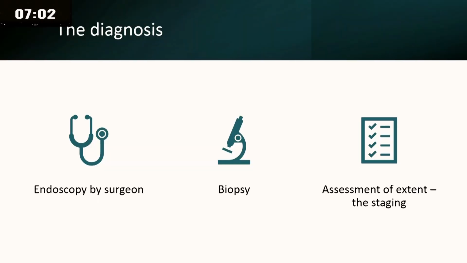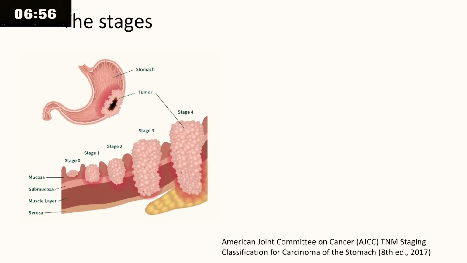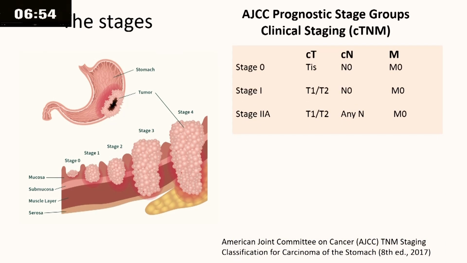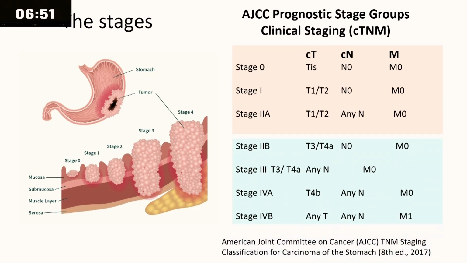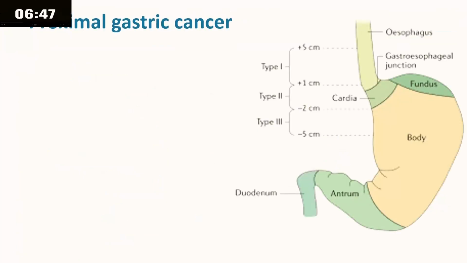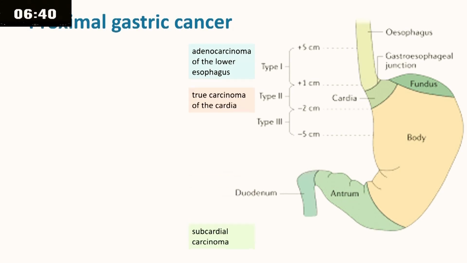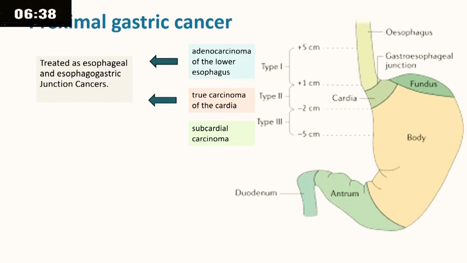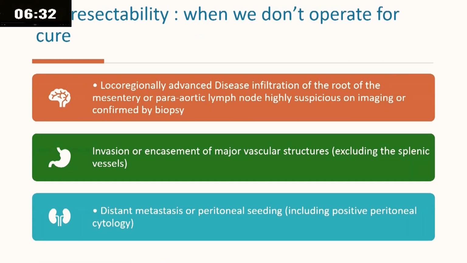The diagnosis depends on endoscopy by the surgeon, biopsy, and assessment of the extent, which is the staging. We follow the AJCC staging guidelines and the NCCN guidelines. Proximal gastric cancers are usually treated by Siewert classification, that is type 1, type 2, and type 3. Type 1 and type 2 we treat as esophageal cancer, and type 3 as pure gastric cancer.